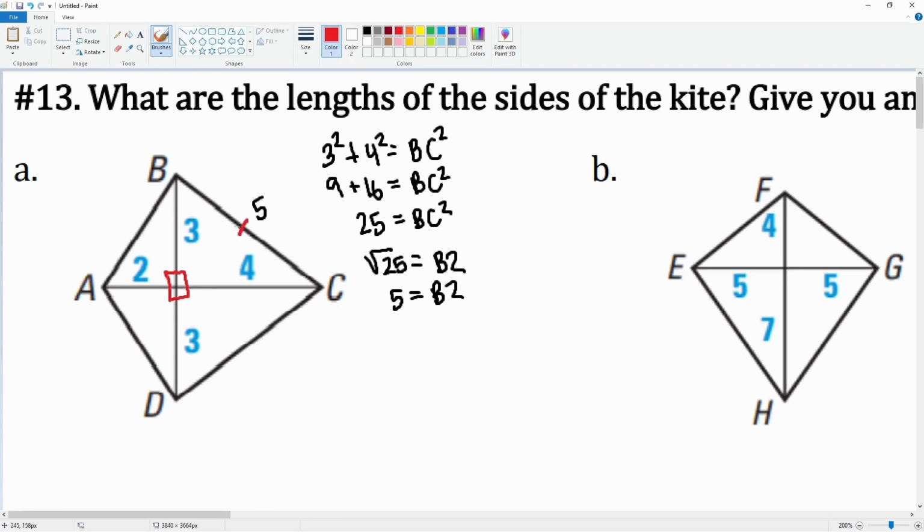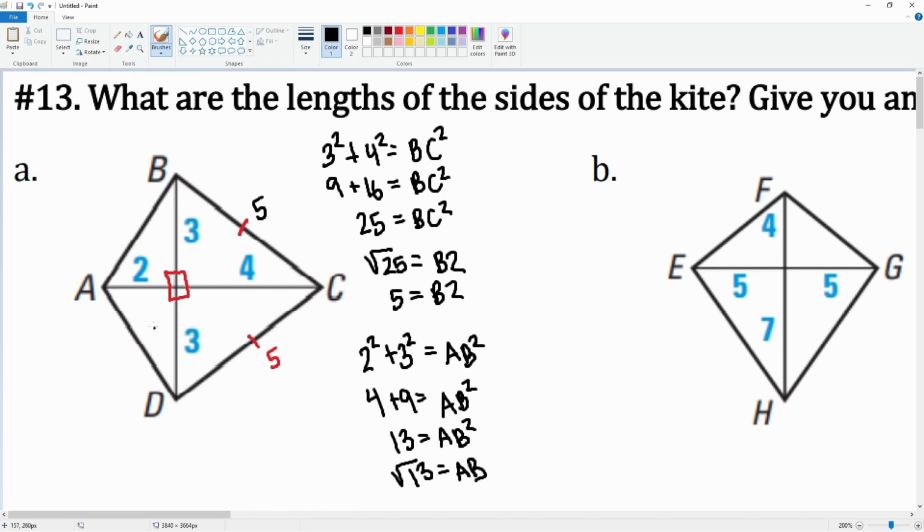Since this is 5, we know that this is also 5 because line BC here is congruent to line DC for the kite. So let's find the other one here. We know 2 squared plus 3 squared is going to be equal to line AB squared. We have 4 plus 9 is equal to AB squared. This is 13 is equal to AB squared. Square root both sides. Square root of 13 is equal to AB. So we can say that this AB is square root 13. You could plug it into your calculator and round it to the nearest hundreds. And this is also square root 13 as well.